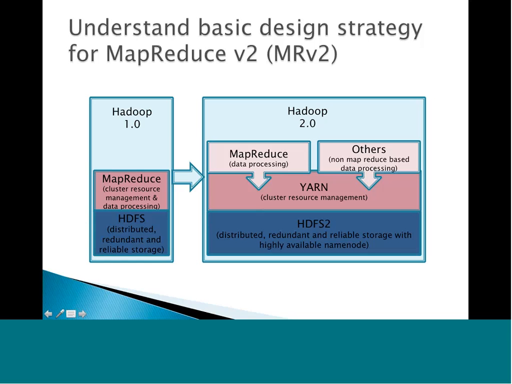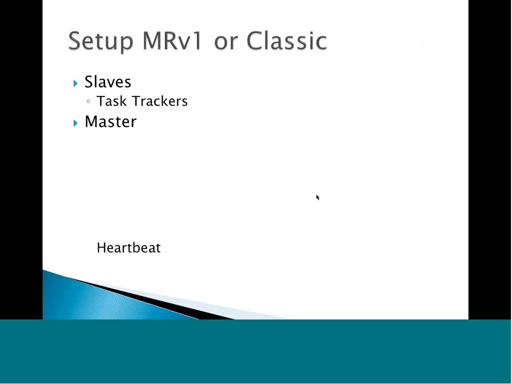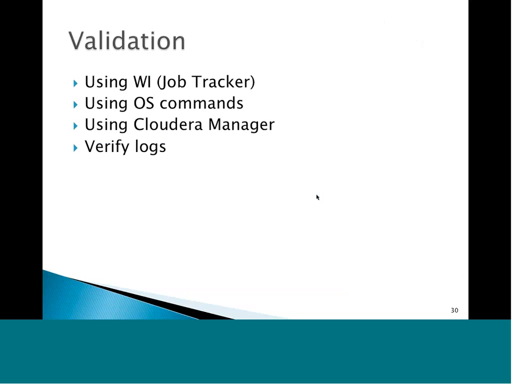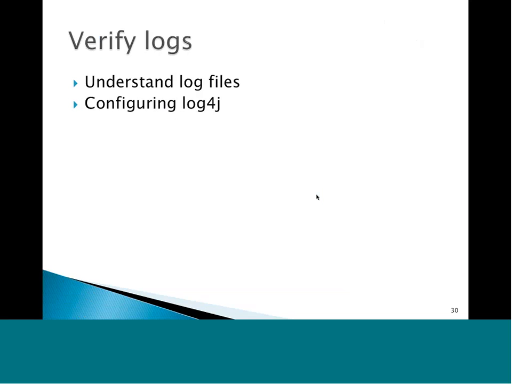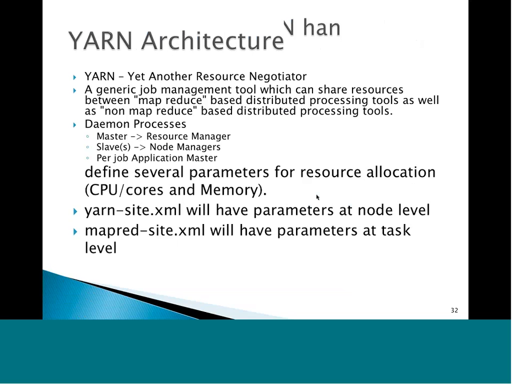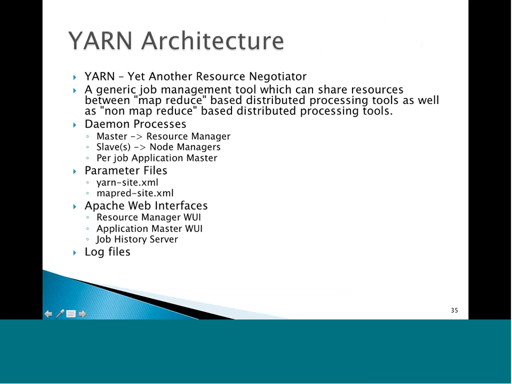So YARN can keep track of resources of everything that is running in the cluster. So it can make better judgment while submitting the jobs to execute the mapper and reducer tasks or any other tasks related to the tool which you are trying to execute. And the daemon processes are resource manager and node managers.